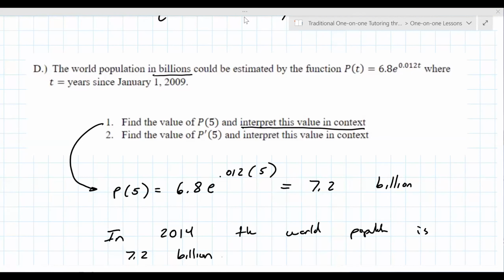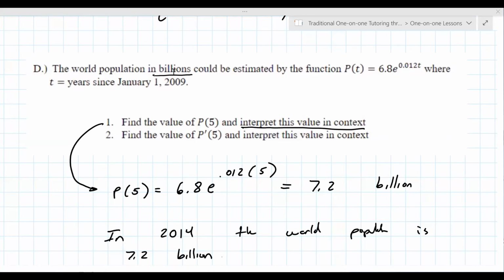Okay. All right. So P of 5 means to put that number in for t, you get a number out, and then you have to write this sentence. That sentence comes from the information here.